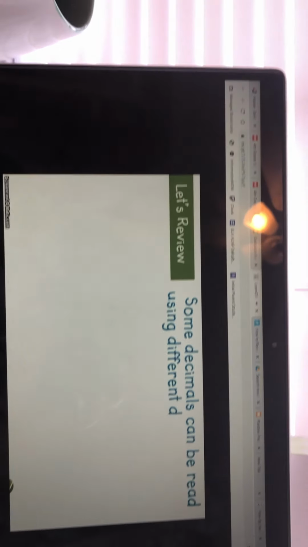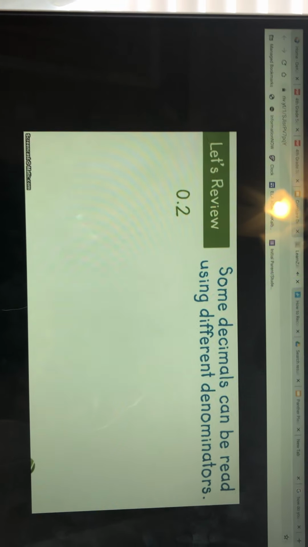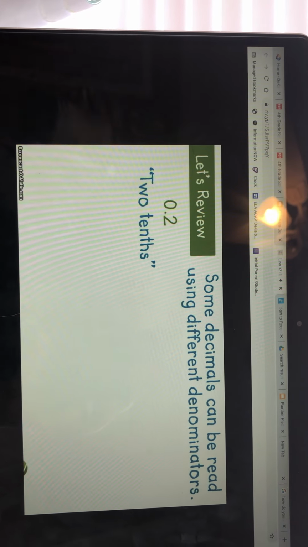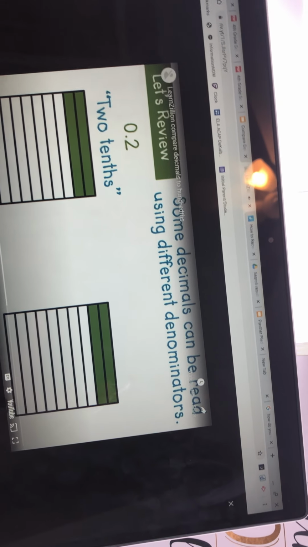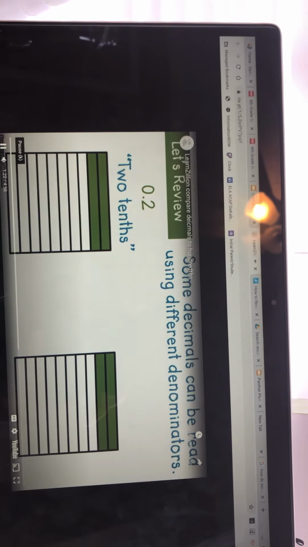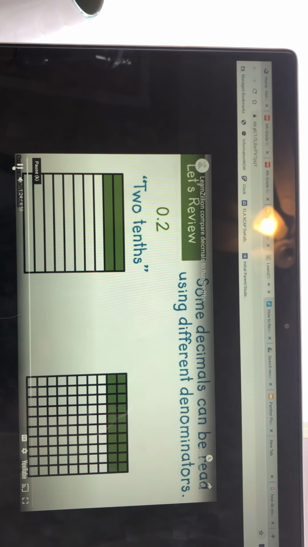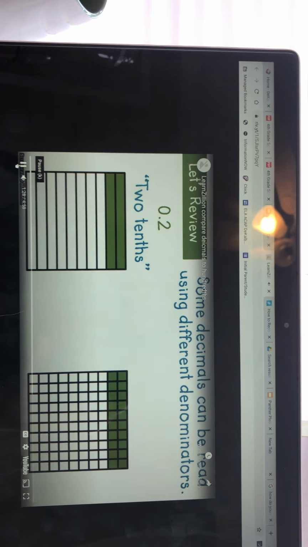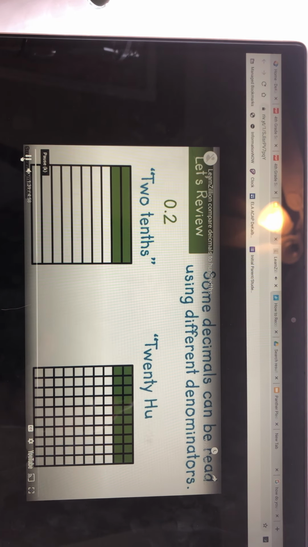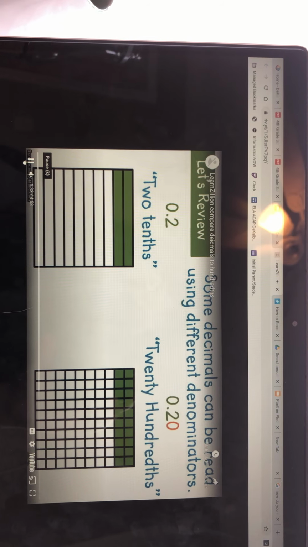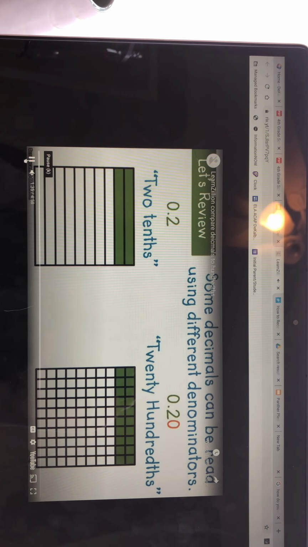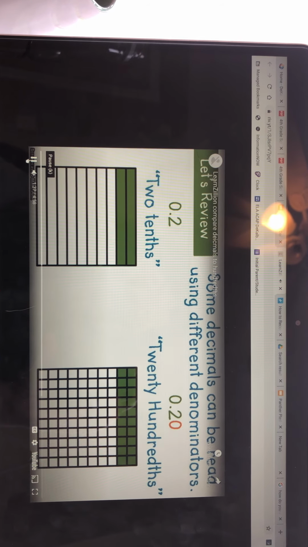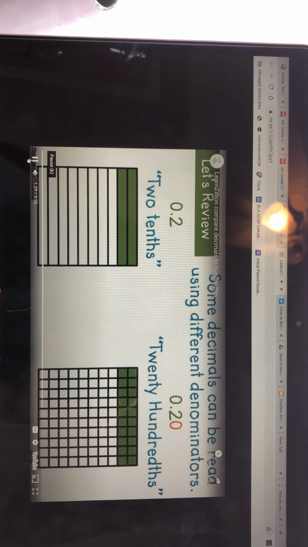Some decimals can be read using different denominators. Let's take 0.2 for example. One way to read this is 2 tenths because it represents 2 out of 10. We can also think of this decimal as being out of 100. So instead of 10 parts, let's divide our picture into 100 parts. We can see that we now have 20 parts shaded in. This decimal is 20 hundredths, which is written as 0.20.